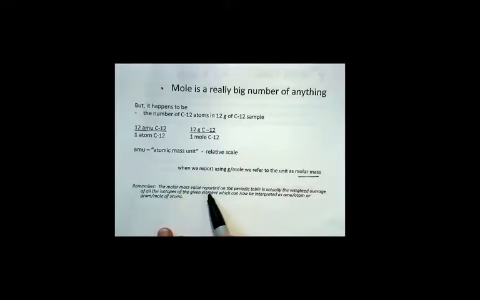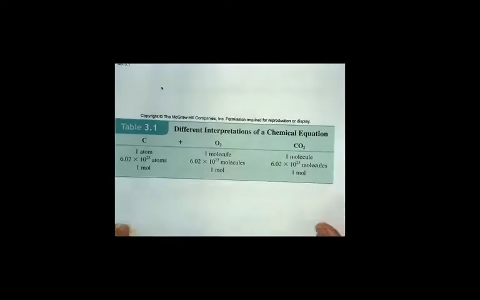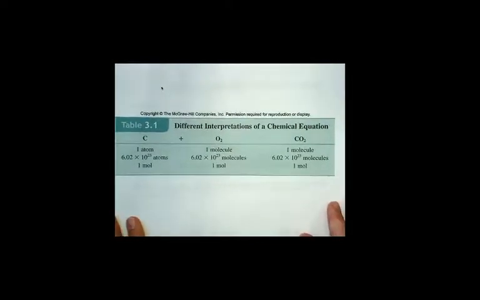Always remember that the molar mass value reported on the periodic table is actually the weighted average of all the isotopes of a given element, which can now be interpreted as atomic mass units per atom or grams per mole, since we have this very special number called the mole. We'll be coming back to the mole many times throughout the rest of the year. I just want to take a minute to remind you of the significance of the mole and the value of the mole.